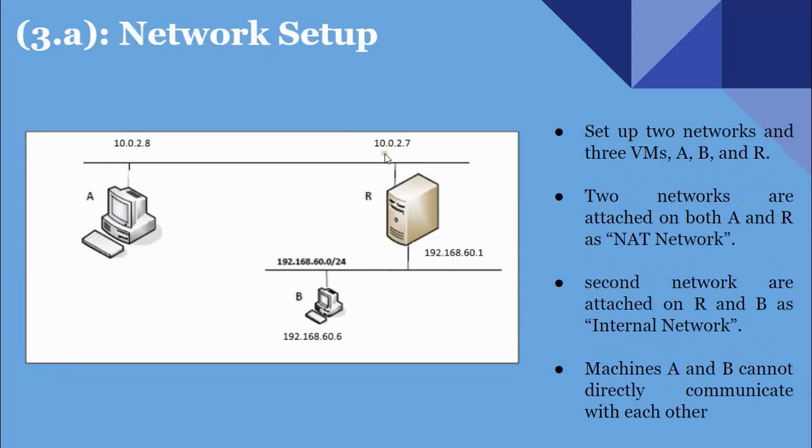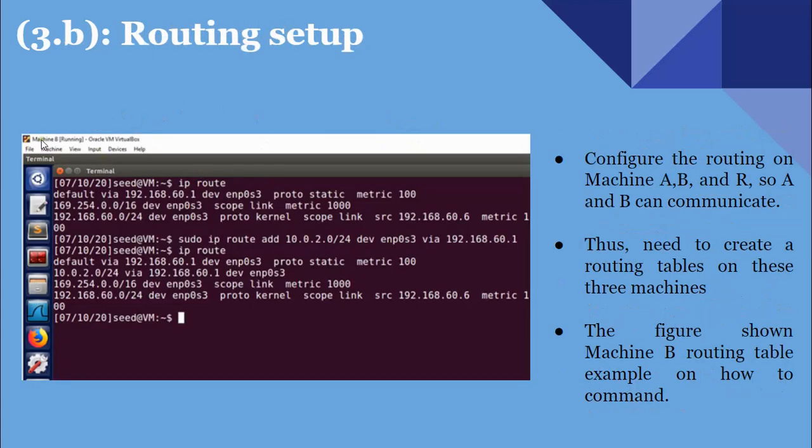But machine R has two networks. Why did I pick this address? Because both have the same network at this IP address. This one is the same as this, that's why I chose it. For machine A, we can choose this as the hop IP address to communicate to machine B if we want to create the routing table at machine A. In this example, I just show you machine B's routing table. Machine A and machine R are the same, just do it like this with ip route add.